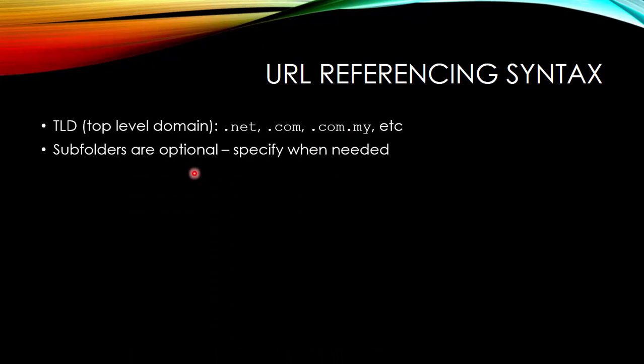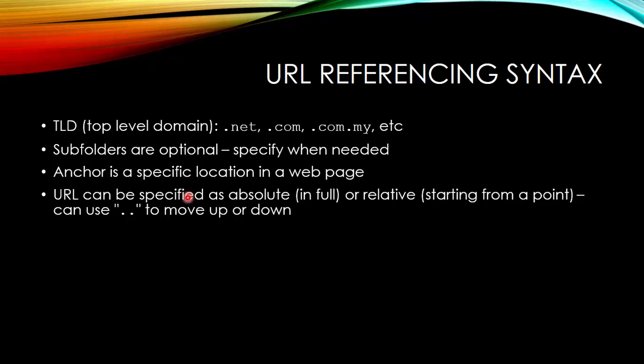After that, subfolders can follow. Normally, we organize our files in the server in subfolders. So if we want to refer to a specific file, we need to use the subfolder. And then the anchor, which starts with a hash, is a specific location in a web page, which means we can scroll the page to the point where we want our visitor to see. Just like file folder specification, a URL can be specified as an absolute location or a relative location, because we can go up and down in the folder structure using .., which means going up one parent directory.